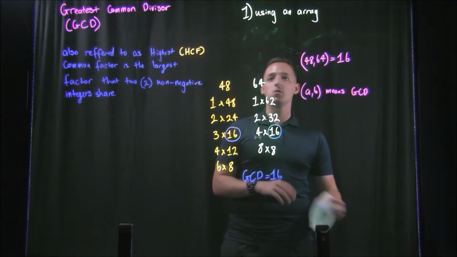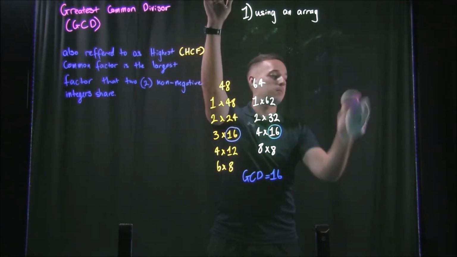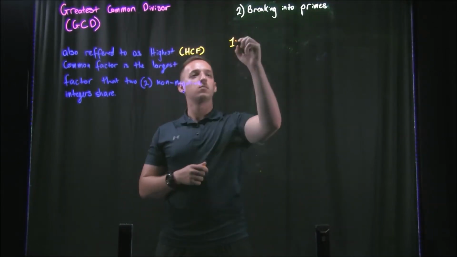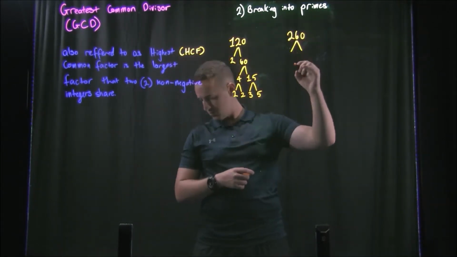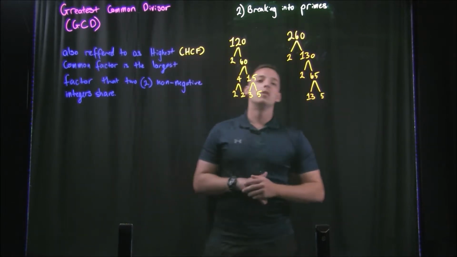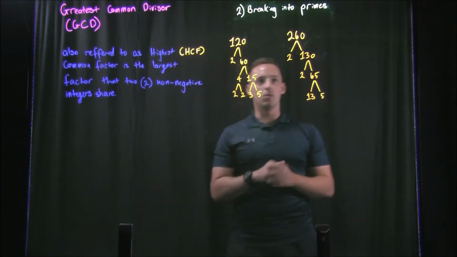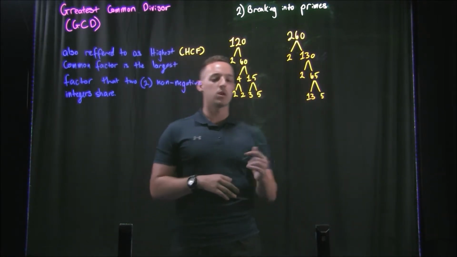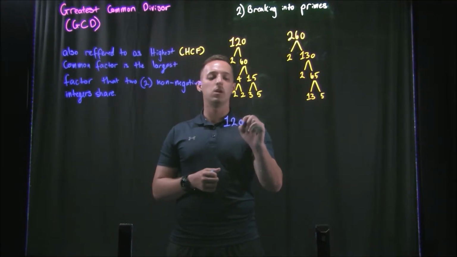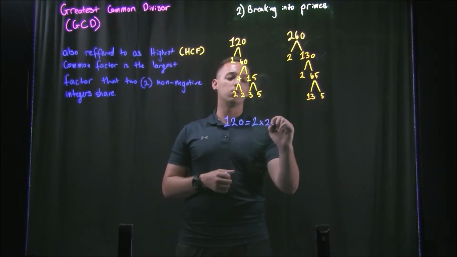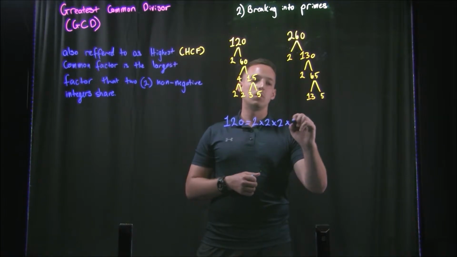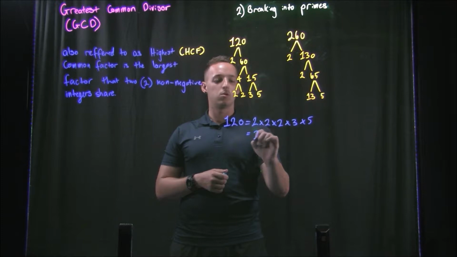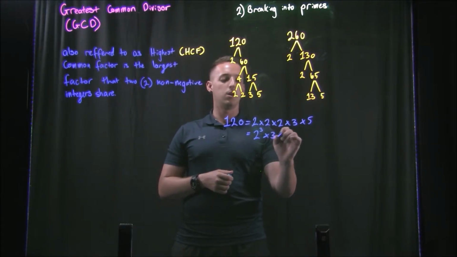Alright, I'm going to go ahead and do the breaking into primes method now. Okay, so hopefully what I've drawn here isn't all that unfamiliar to you. It is a factor tree, we've been working on these. And we remember that when we do a factor tree, we then can list it out like this. 120 is equal to 2 times 2 times 2 times 3 times 5. Or 2 cubed times 3 times 5.